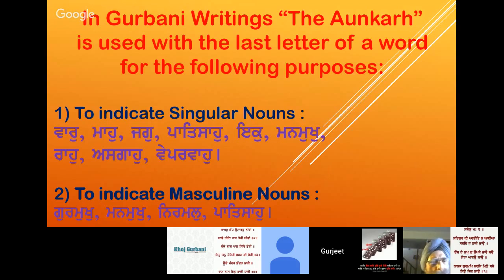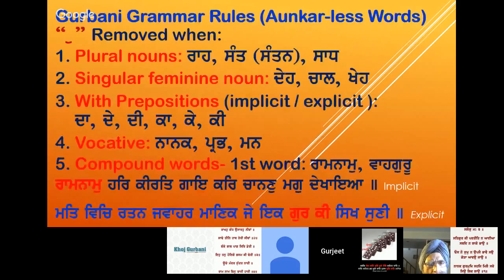They just indicate singular. And the singular doesn't only mean singular, the singular also means one out of the Maya. So that's how Gurbani is written, because it's Brahmagyan. Then second is to indicate a masculine noun. Gurmukh, Manmukh, Nirmal, Pacha. They are also singular and at the same time masculine. So onkar is used for generally these two purposes.